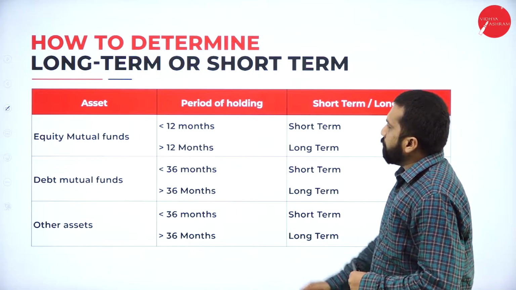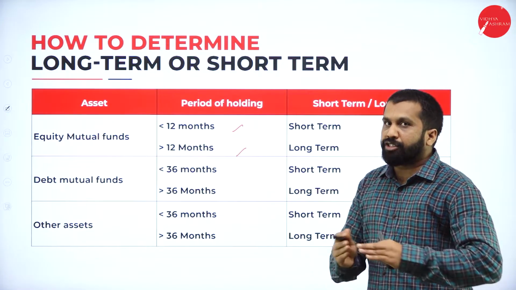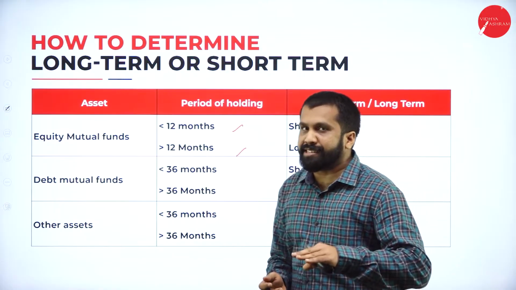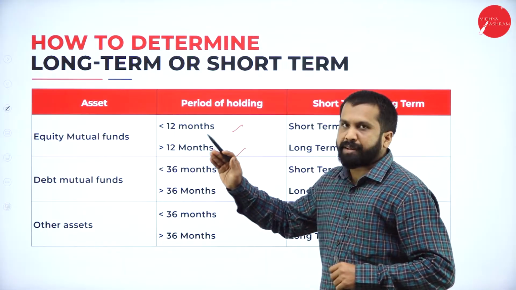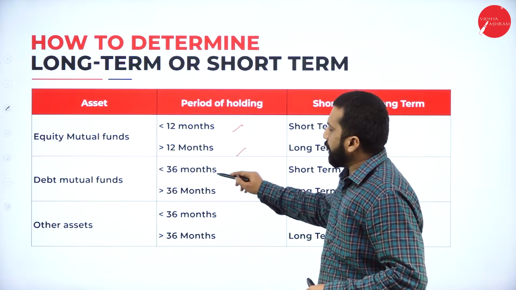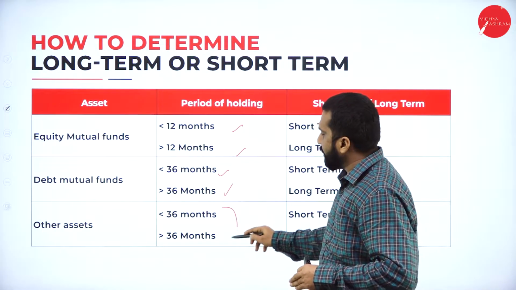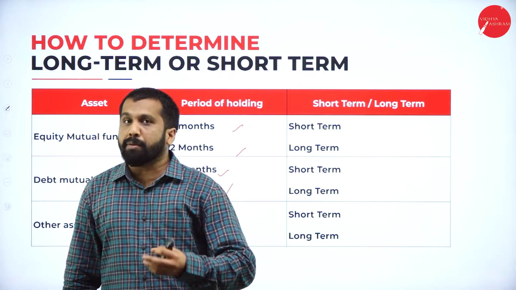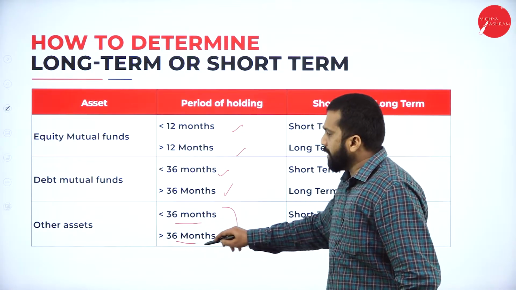So equity mutual funds come under 12 months. You know what is a mutual fund? Shares and mutual funds are different. Mutual funds are less risky than equity shares. I don't go in depth actually. Debt mutual funds are 36 months. Other than this, any other asset, your vehicle, your jewelry, or any movable machineries, all come under 36 months.